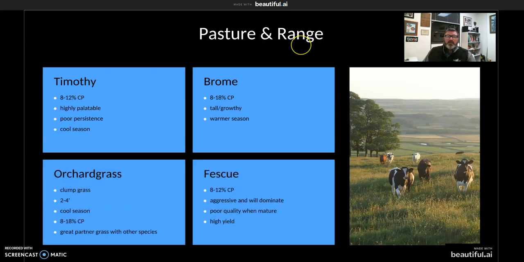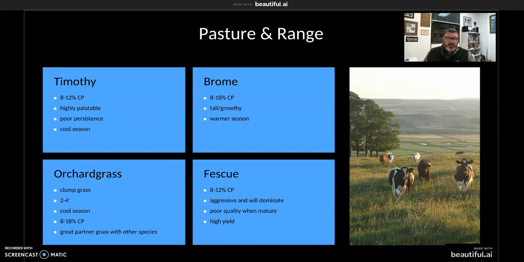Let's spend a moment talking about pasture and range grasses, and you'll see some things reappear here when we talk about brome, timothy, orchard grass, and fescue. Other things you might think about would be rye, Kentucky bluegrass, a number of different things in here. Timothy, again, is a very, very great grass. It's very highly palatable. It's a good cool season grass.